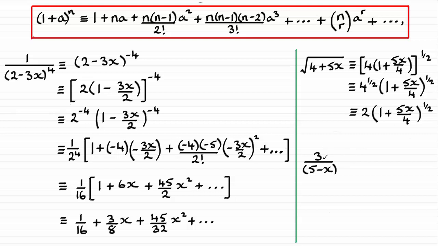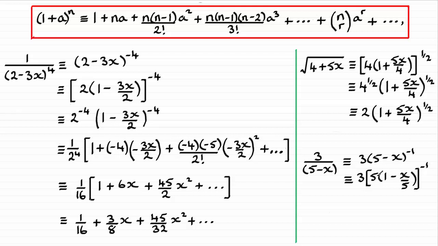So what about this one here, 3 all over 5 minus x? How would we handle that one? Well, with this one, we would rewrite it, first of all, as 3 times all of 5 minus x to the power minus 1. Then I'm going to think about pulling 5 out the front of this bracket. And if I do that, you end up with 3 times all of 5 times 1 minus x over 5, to the power minus 1.